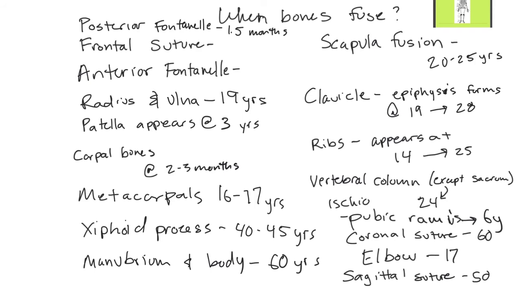Okay. So the clavicle epiphysis forms at age 19, and then fully ossifies at age 28. Okay, so there's two indicators of age in just the one bone. Same with the ribs. It's not the ribs altogether. There's a piece of the ribs. I'll have to look that up, sorry.